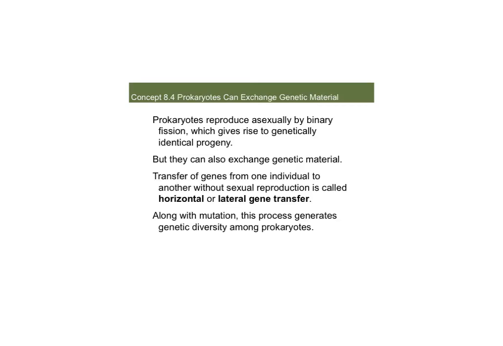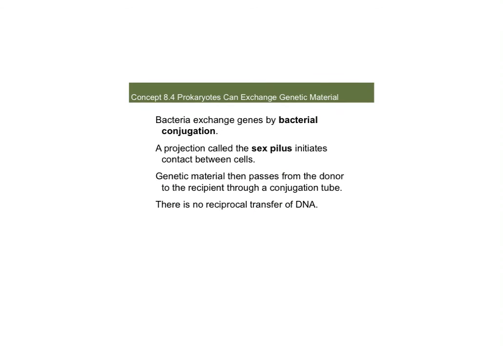Now, when we're talking about prokaryotes, these reproduce asexually, which ends up giving genetically identical progeny or offspring. But they can also exchange genetic material with those around them. Transfer of genes from one individual to another without sexual reproduction is called horizontal or lateral gene transfer. This can increase genetic diversity along with random mutation. Now, the process of this lateral gene transfer is called bacterial conjugation.